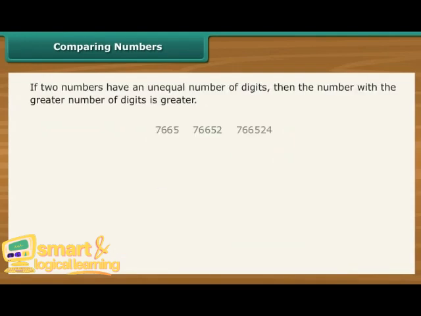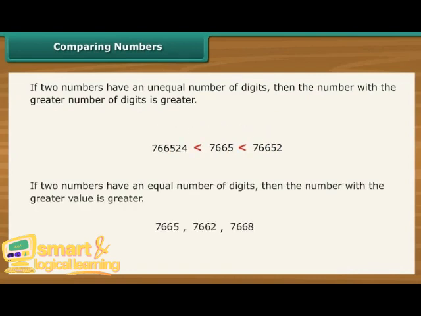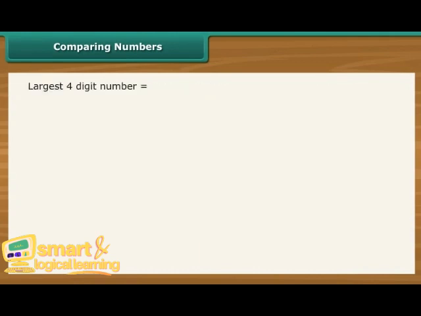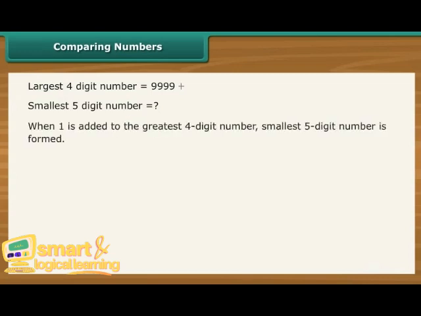If 2 numbers have an unequal number of digits, then the number with a greater number of digits is greater. If 2 numbers have an equal number of digits, then we need to compare numbers at each position. The largest 4-digit number is 9,999. What should be added to this number to make smallest 5-digit number? The answer is, we need to add 1.